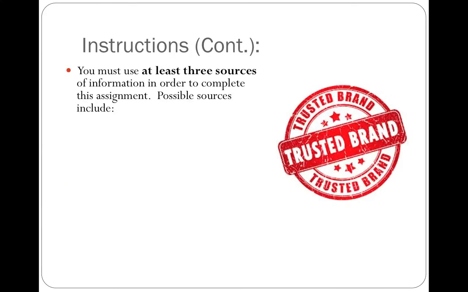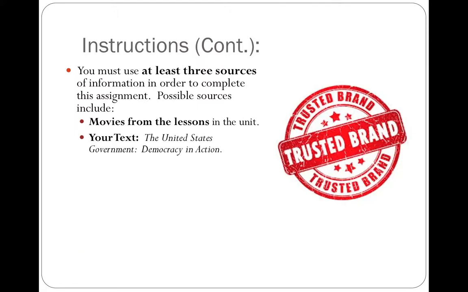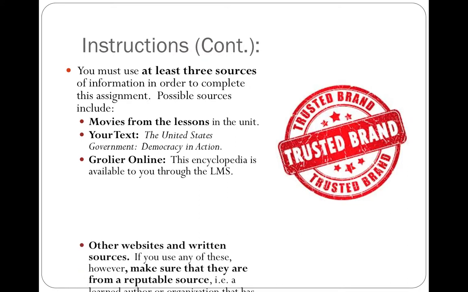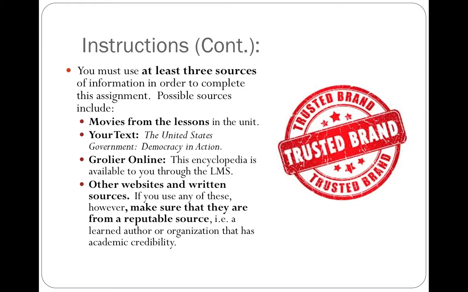You must use at least 3 sources of information in order to complete this assignment. Possible sources include movies from the lessons in the unit, your text, United States Government, Democracy in Action, Grolier Online. This encyclopedia is available to you through the LMS system, and other websites and written sources. You may use any of these, however, make sure they are from a reputable source. That is, a learned author or organization that has academic credibility. Look for sites ending in .edu or .gov. Those are your best bets.